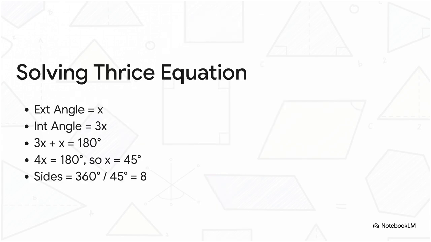Let's just make the exterior angle x. That means the interior angle obviously is 3x. And since we know an interior and an exterior angle always add up to form a straight line, which is 180 degrees, our equation is simply 3x plus x equals 180. Add them up and 4x equals 180, meaning x is 45 degrees. Now plug that back into our golden rule, 360 divided by 45 degrees gives us 8 sides. Look at that, we found our octagon again.